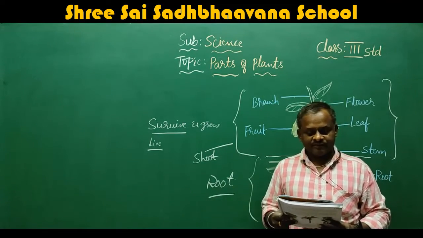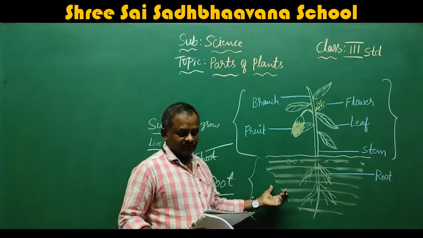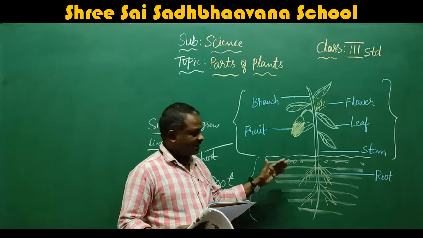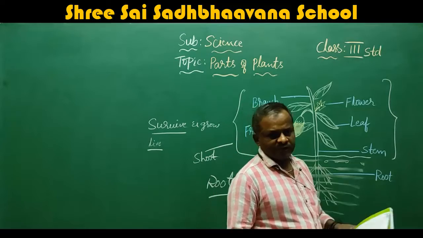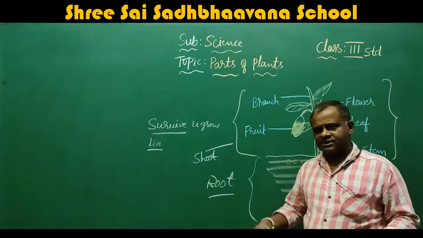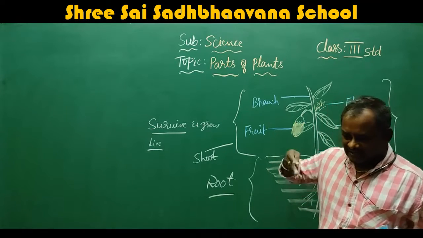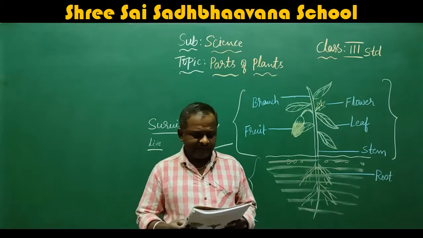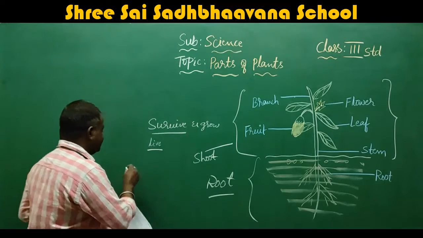Next, the root. The root is the part of a plant which grows below the ground, that means underground, under the ground level. It grows deep into the soil, not very deep, according to the capacity of the plant. It holds the plant firmly to the soil. Firmly means tightly.